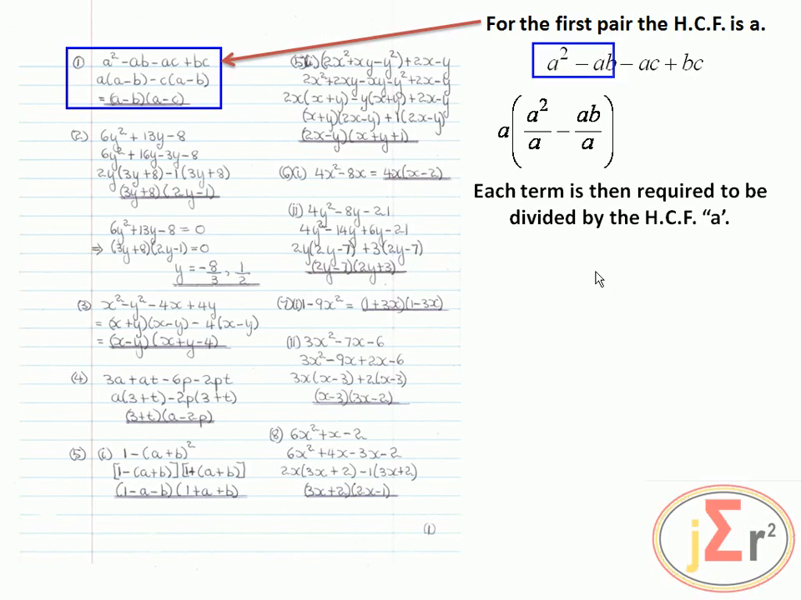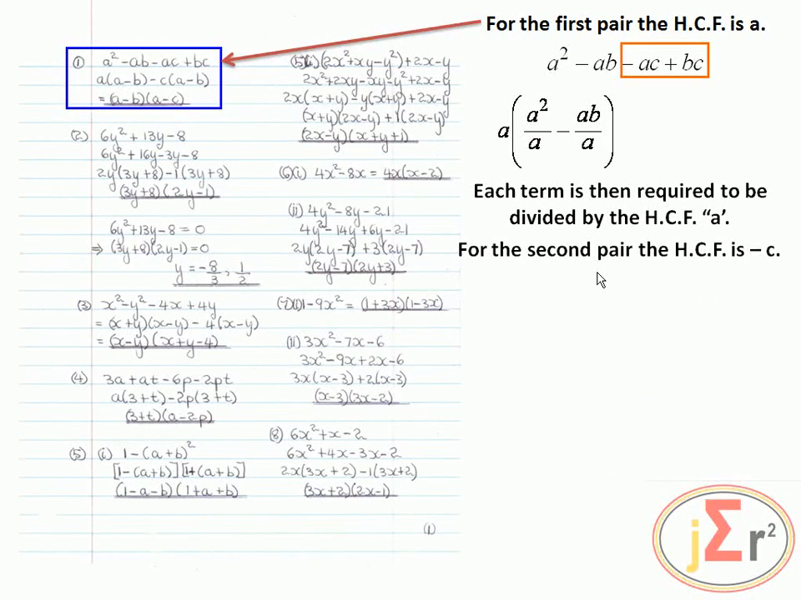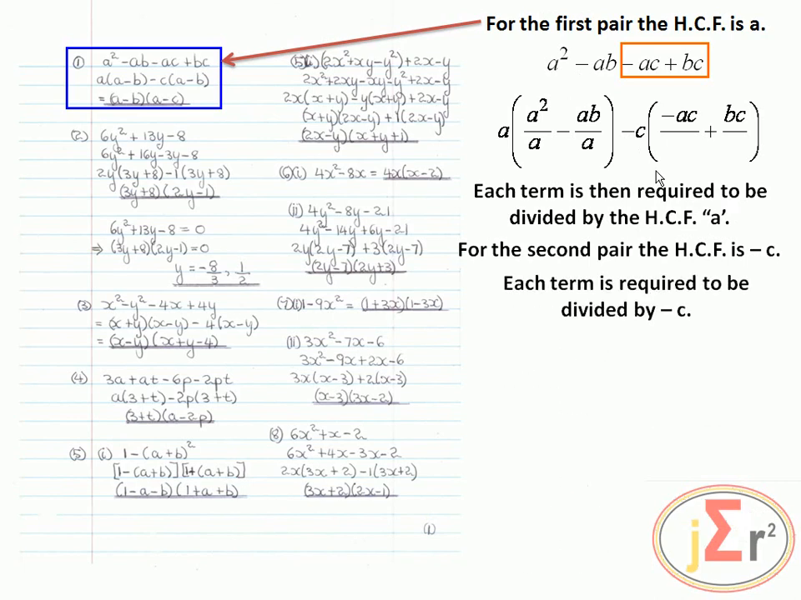As we said before, for the other pair, the second pair, as a matter of fact, the highest common factor is negative c. So we take out our negative c as the highest common factor. And what do we know? Each term will be divided by the highest common factor, which is negative c.